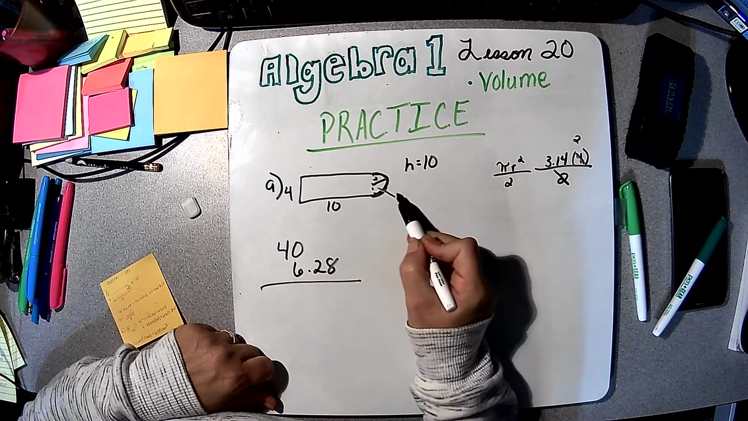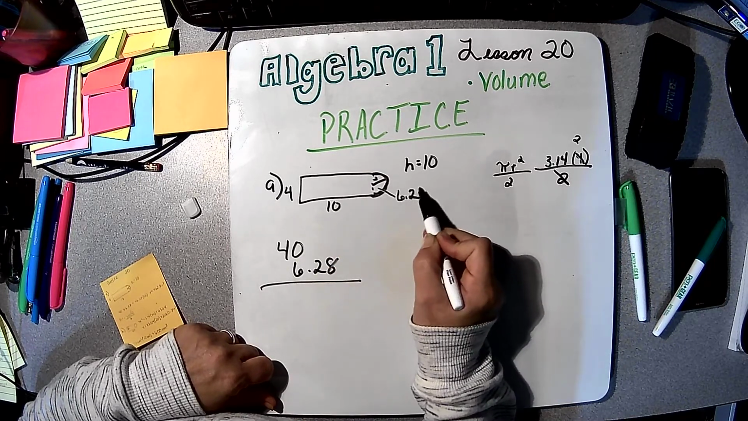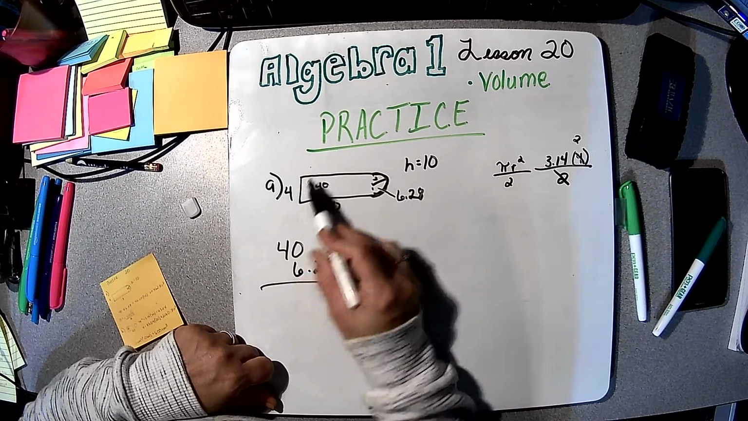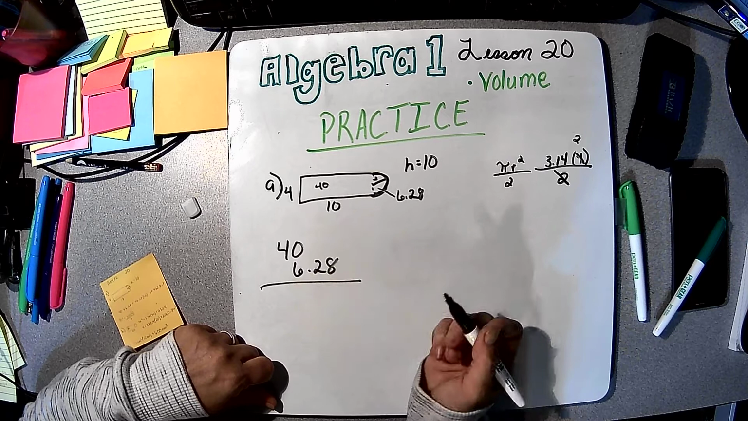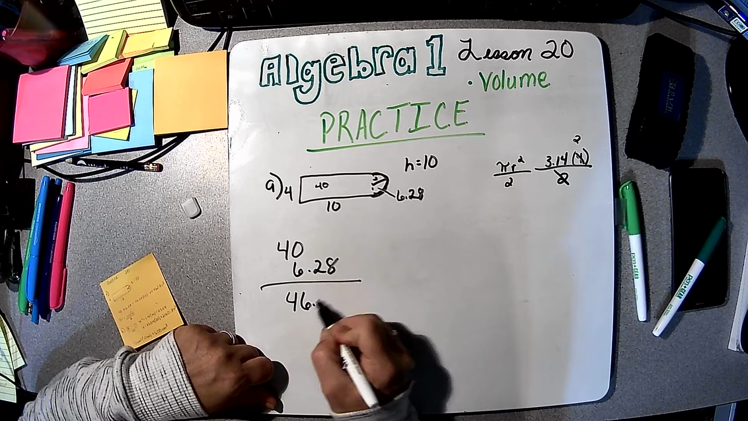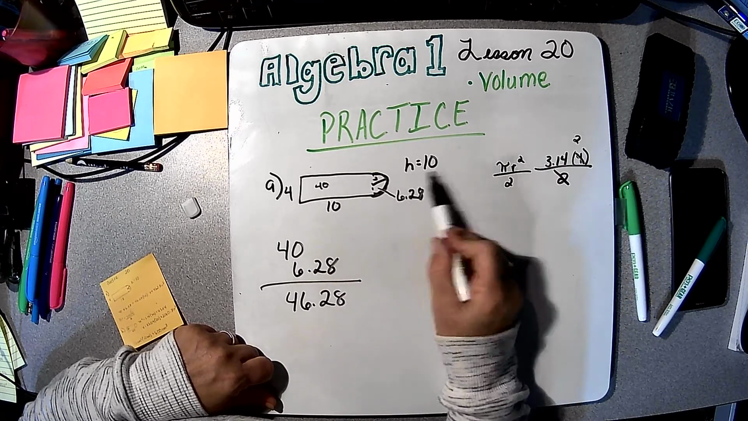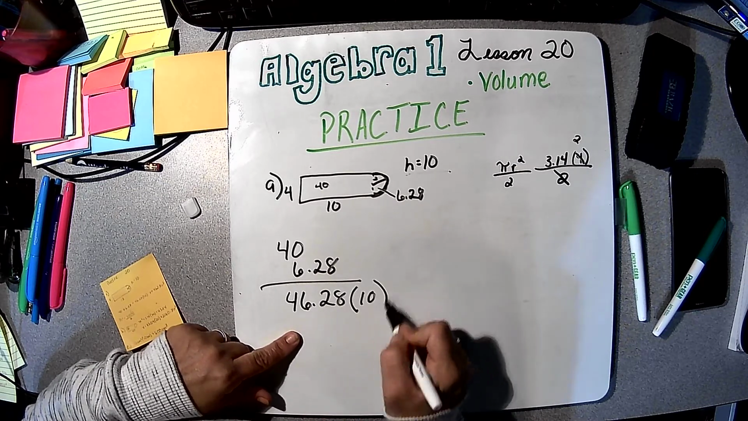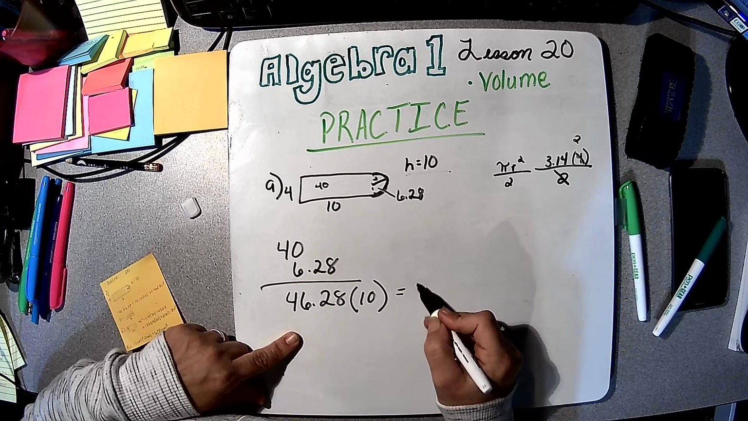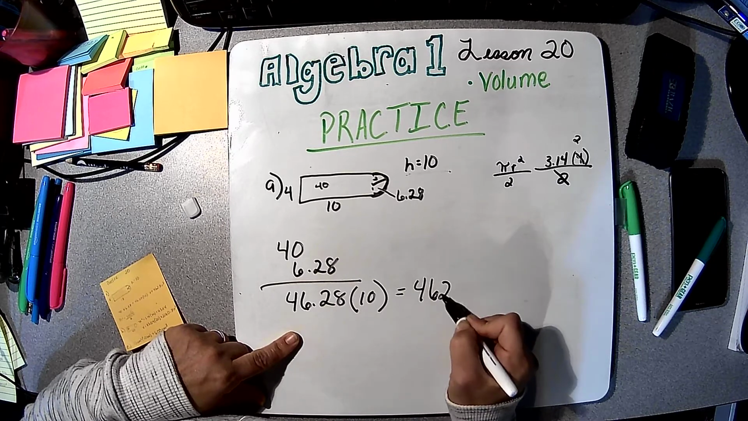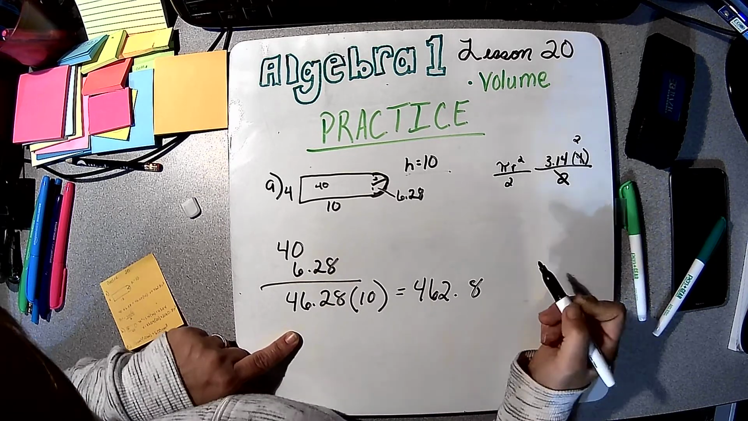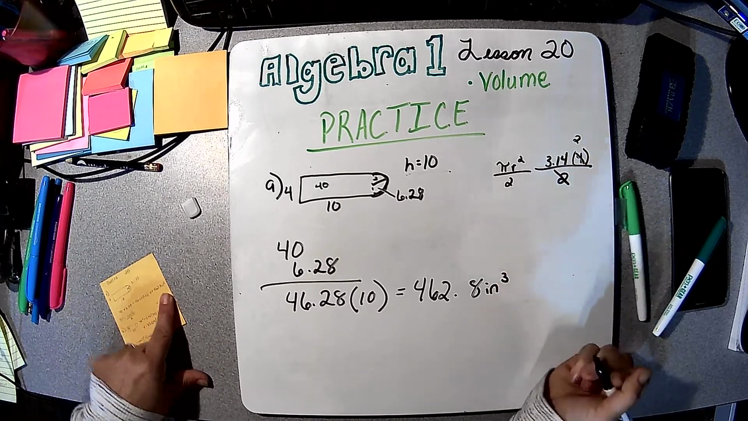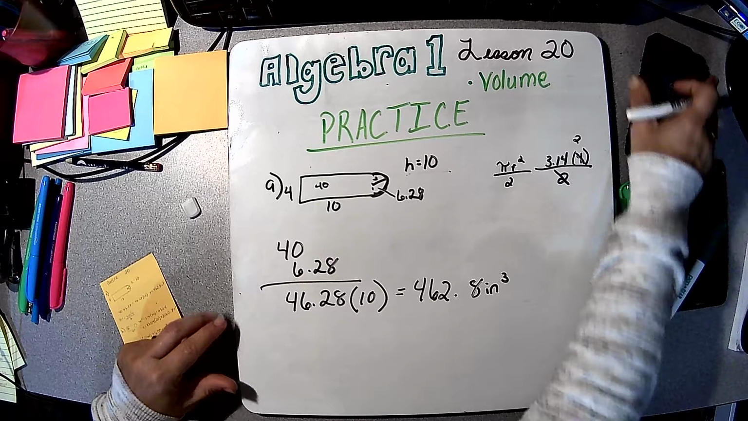So we're going to add our 6.28 to our 40. Okay, so 6.28 is that one, because it's pi times 2. And then 40 is inside of here. Now we're just adding them together. 4 times 10 is 40. 46.28. And then it tells us our height is 10, so we have to multiply this by 10, which is real easy. We just move our decimal over, and we get 462.8. And that one was inches cubed. Okay, that was A.